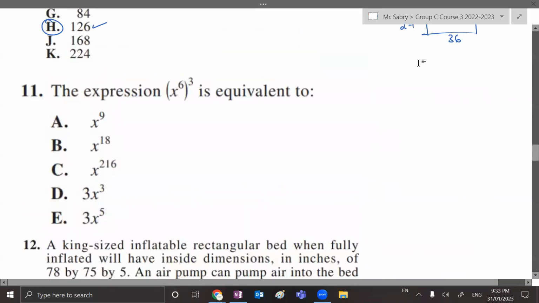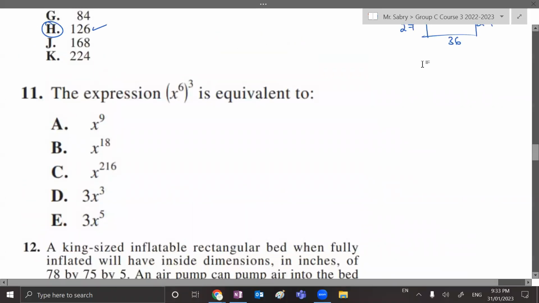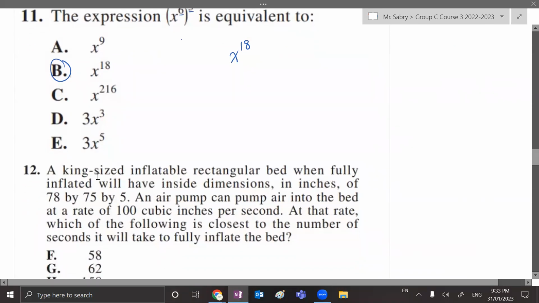This question mainly just applies the rule of the exponents here. Whenever we have a power over another power, we multiply those powers and it becomes x to the power of 18. So the answer for this one is B right away.